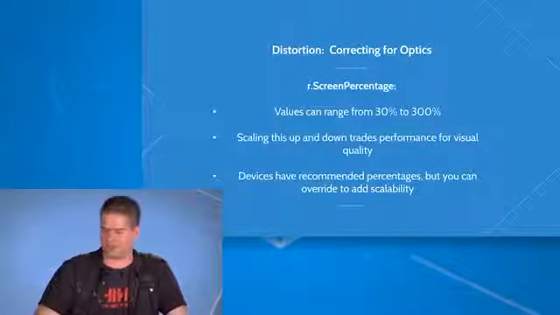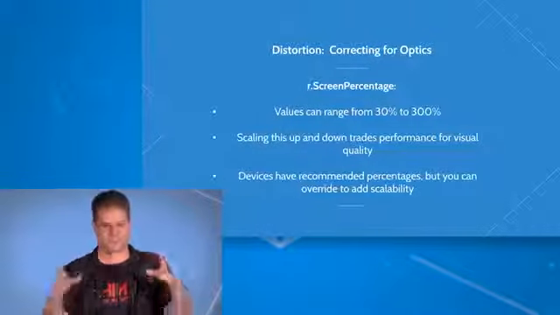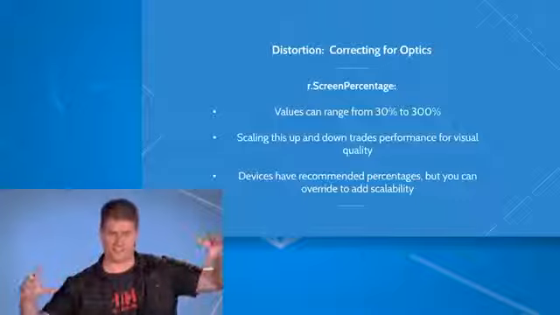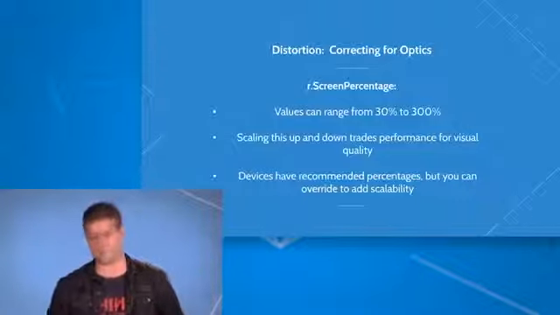But the values in Unreal Engine can range from 30% to 300%. So 30% means you're using a tiny render target and scaling up, which saves you a lot of performance, but you sacrifice visual quality. Or you can go up to 300%, which if you have a really beefy GPU, gives you a beautiful image, but the perf is obviously much higher. And all the devices that Oculus have recommended percentages, but you can override a bit to add scalability if you're willing to make those kind of visual trade-offs.